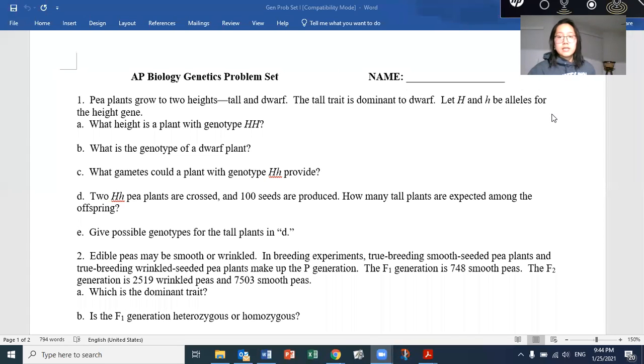All right, so for today and on Friday, we're going to be doing corrections on our problem set 1 for genetics and problem set 2. So we'll do problem set 1 today.